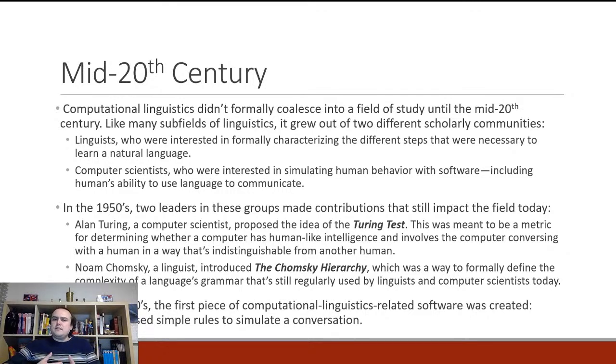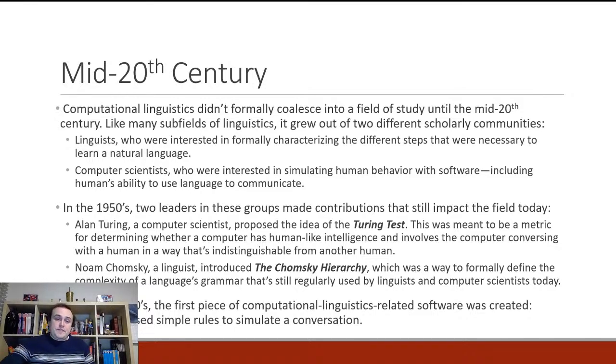And like a lot of subfields in linguistics, if you go on to learn more about different subfields, they almost always grow out of two different scholarly communities. For example, linguistic fieldwork, where you're going out and documenting languages, grew out of both linguistics and anthropology. And in a similar way, computational linguistics grew from linguistics. There were linguists who were interested in formally characterizing the different steps necessary to learn a natural language. And then there were computer scientists who were interested in simulating human behavior with software. And one of those behaviors they wanted to simulate was humans' ability to use language to communicate.